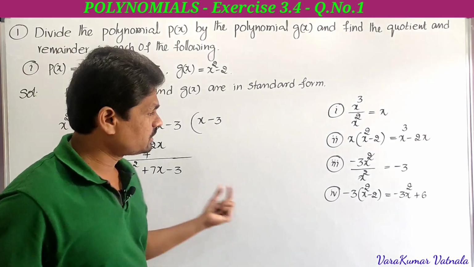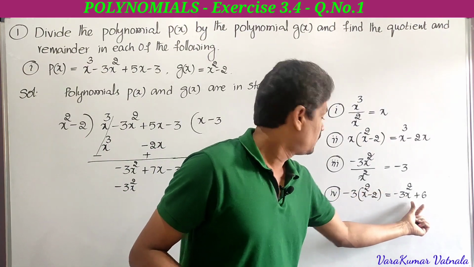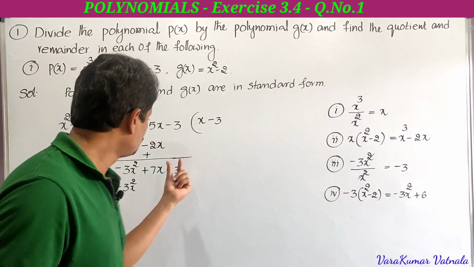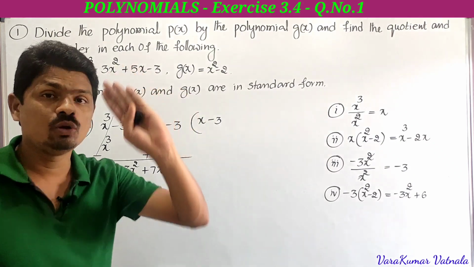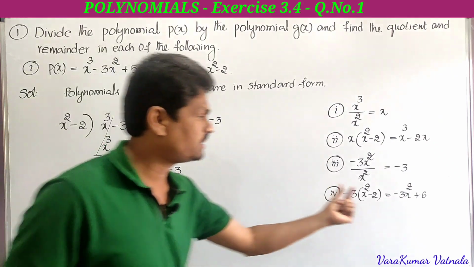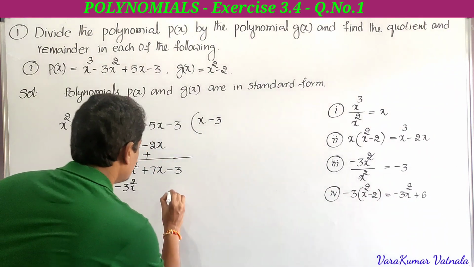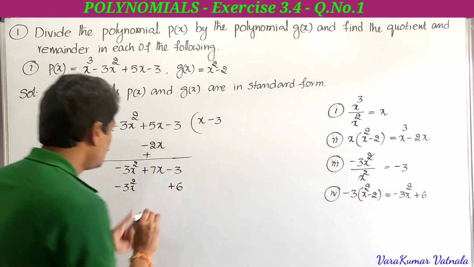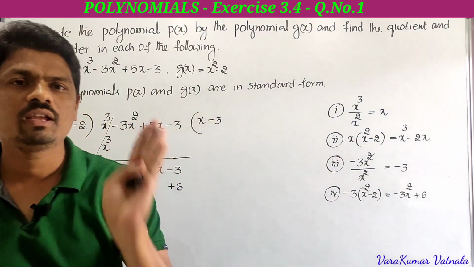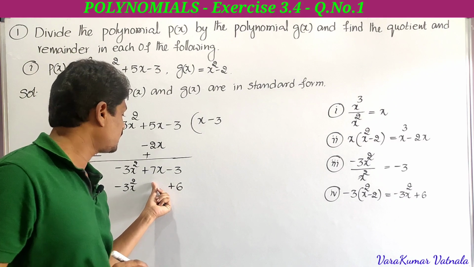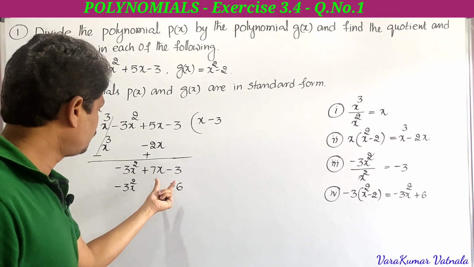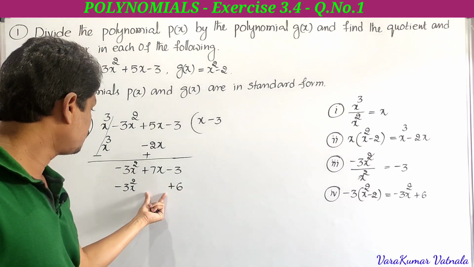Here 7x is there, but there is no x term in this one. Leave the space for the x term. But here the constant is plus 6. You have to write the constant term below the constant term only. Here the constant term is minus 3, so write this constant term below the constant term. Now I am writing plus 6 here, leaving the space for the x term, since there is no x term. That is very important, student. If you write the constant term 6 below the x term, you get confused. So you must be careful here.